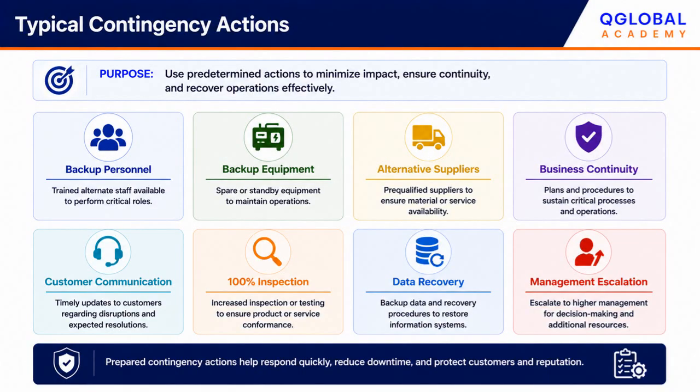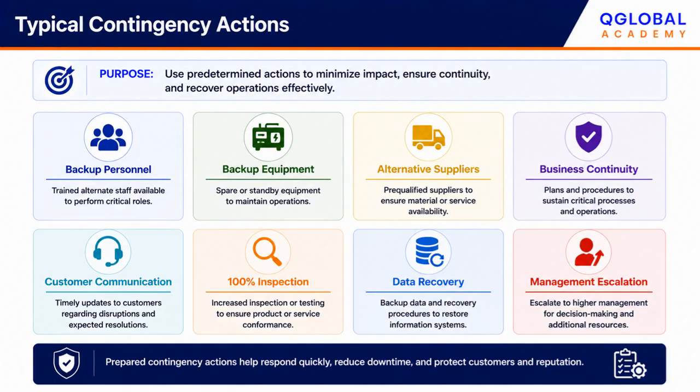The first action is backup personnel. Cross-trained employees or temporary staff ensure that critical activities continue when key personnel are unavailable. The second action is backup equipment. Maintaining spare or standby equipment helps minimize downtime if critical equipment fails.